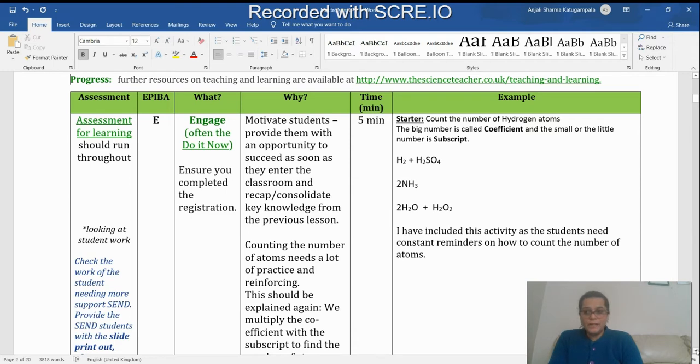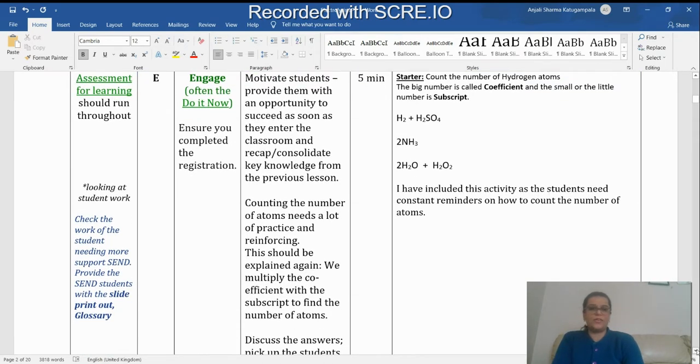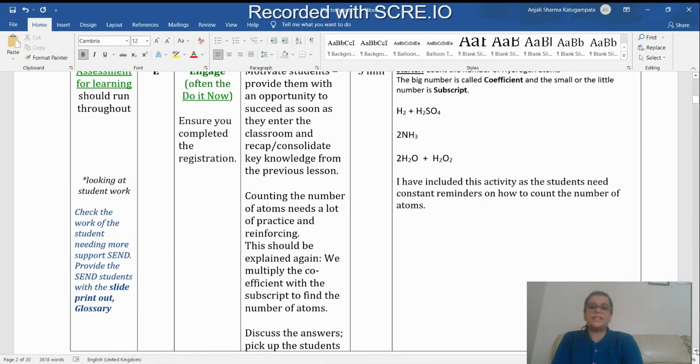So you will be surprised, as a PGCE student, that there are so many learning gaps which you need to keep addressing. You need to keep recalling what they learned previously and keep on teaching new concepts as well. So it's lots of repetition. It's needed because students cannot remember many things.